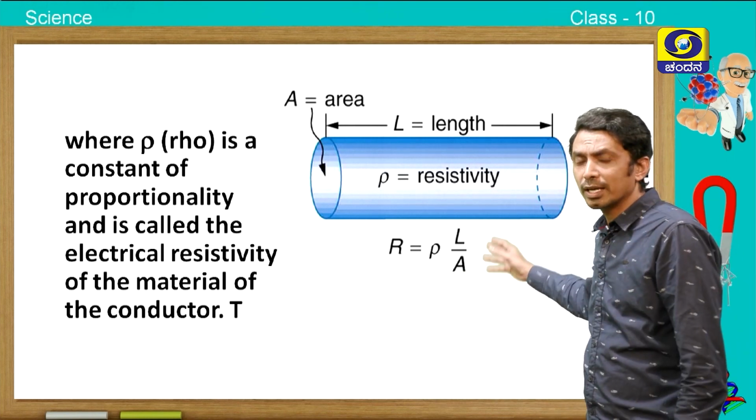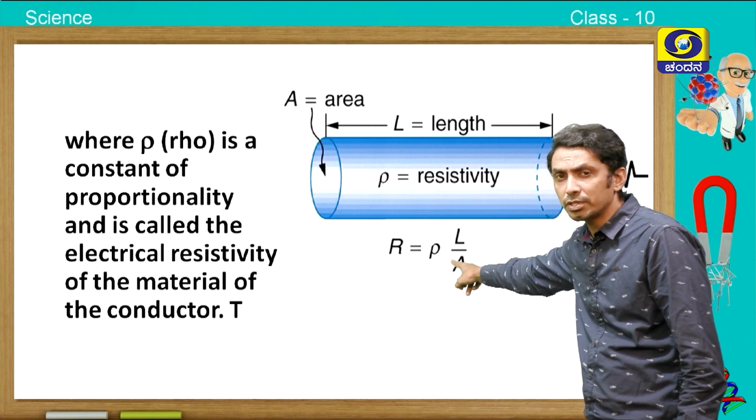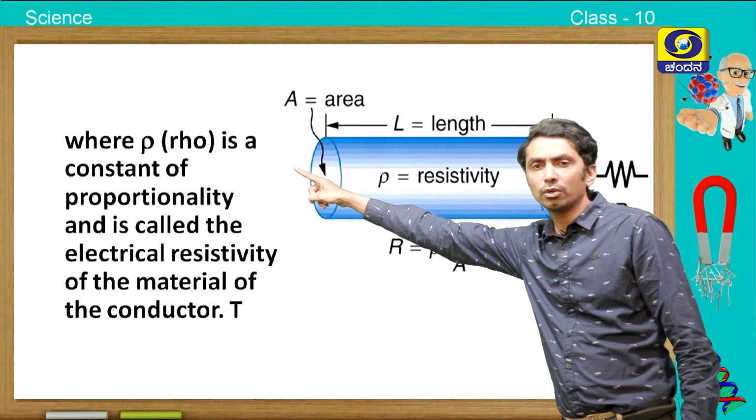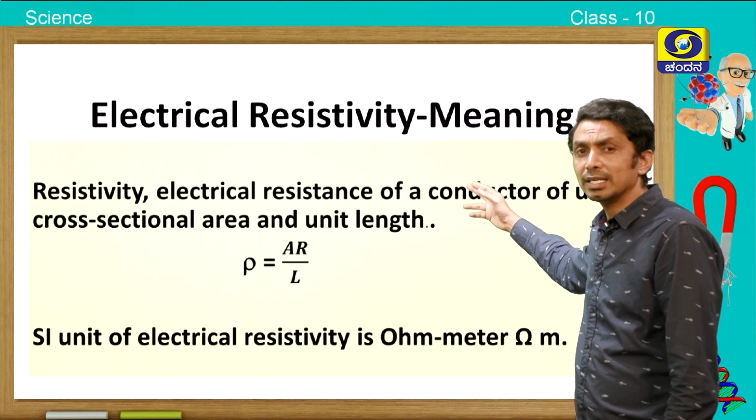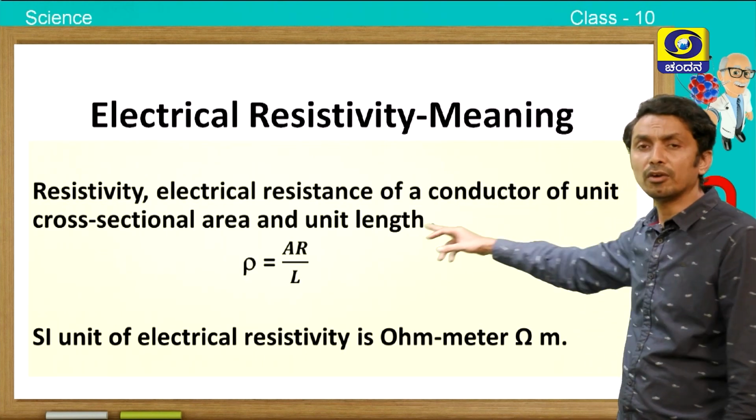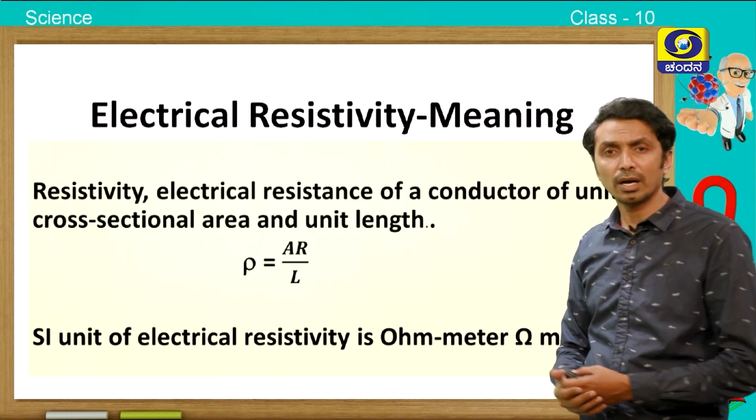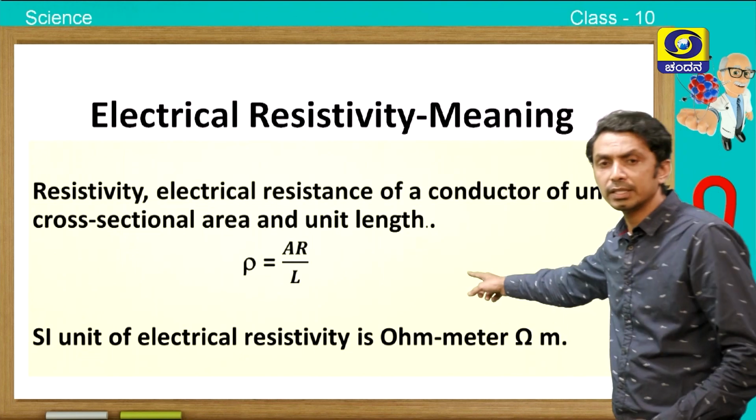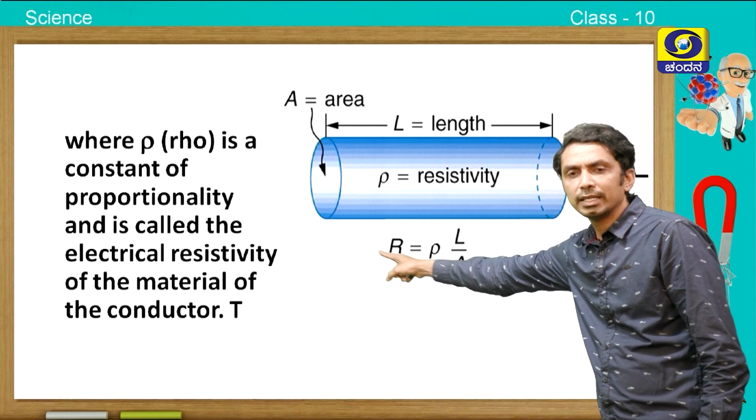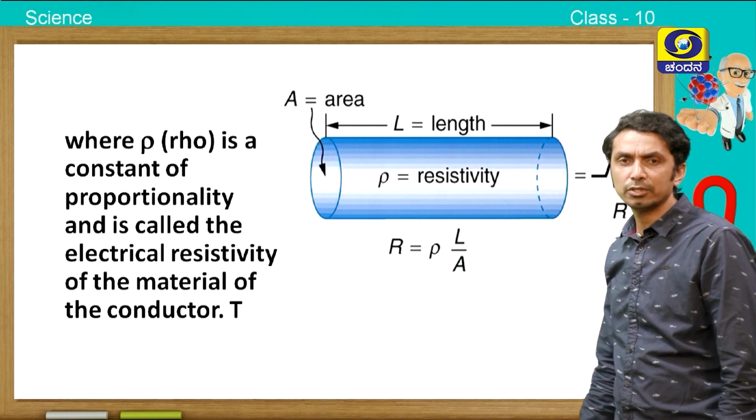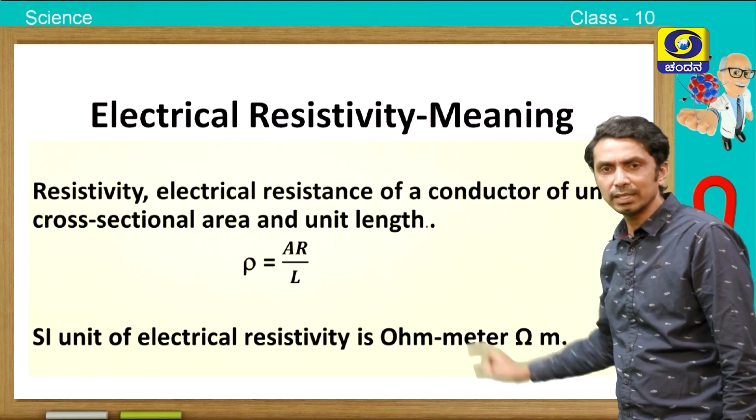Those decisions are made by this one key element called electrical resistivity, which is denoted by the symbol rho. So what is electrical resistivity? Resistivity is the electrical resistance of a conductor of unit cross sectional area and unit length. Rho is equal to A into R by L. How did we get this? Here we have cross multiplied A into R, and L we have transposed to the denominator. So we get rho is equal to A into R by L.